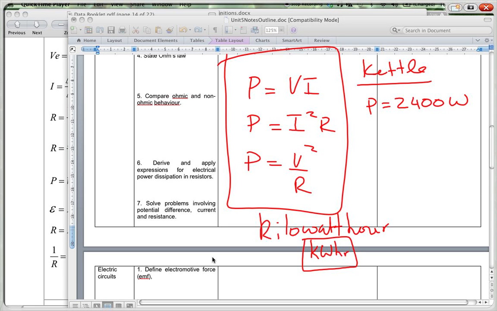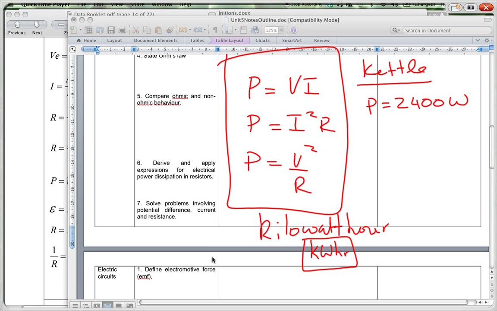Basically what that means, if my kettle was instead of 2,400 watts, say it was 1,000 watts, one of those really slow kettles that takes forever to heat up anything. It's 1,000 watts. If I switch this on and let it go for an hour, the amount of energy this kettle would use in an hour would be a kilowatt hour. It's the amount of energy used by a 1,000 watt appliance in an hour. That amount of energy is a kilowatt hour.